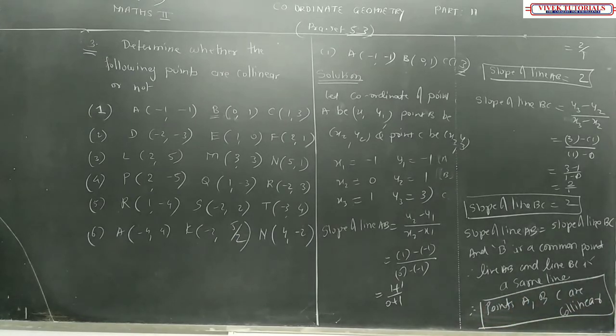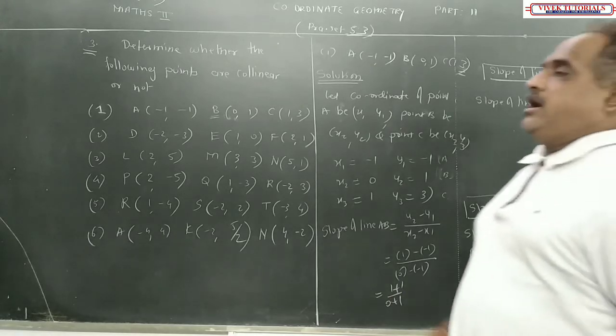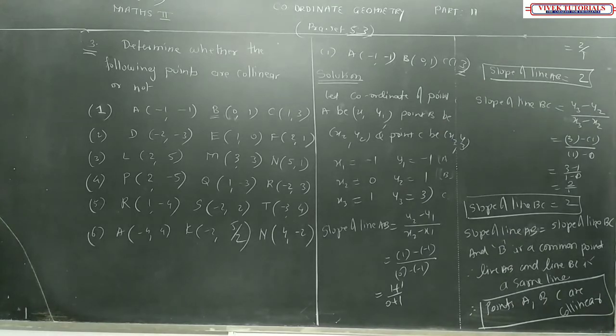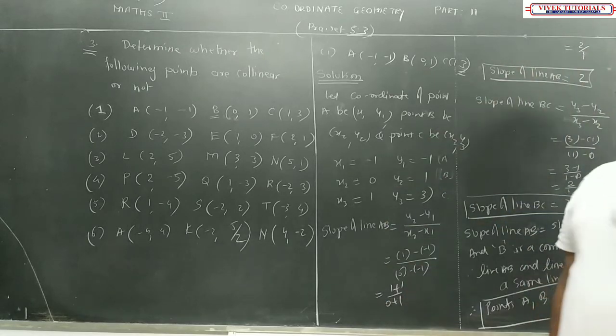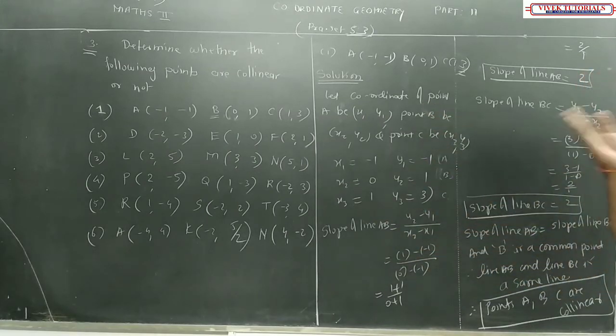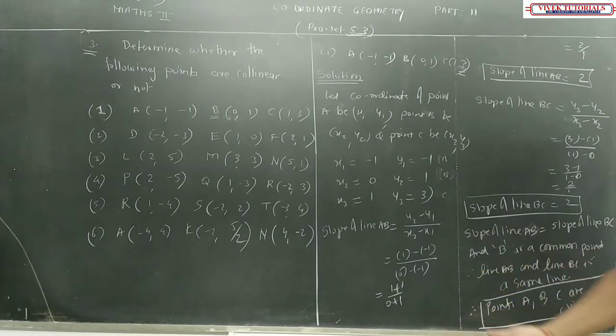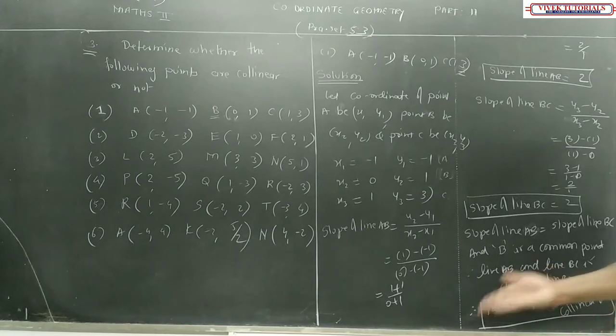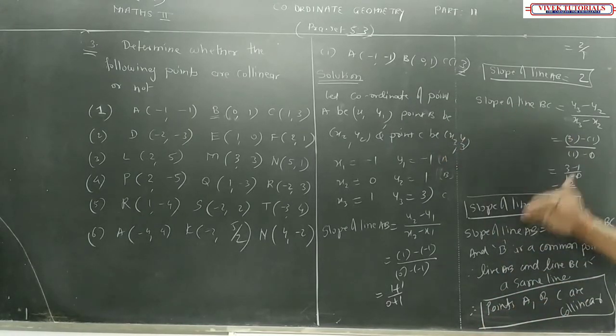Once again, to determine whether points are collinear or not, in practice set 5.1 we made use of the distance formula. That can be a choice for us. If you are very comfortable with that formula, you can use it. I am comfortable with this formula, so I will do it by this method. Or if they mention to use the slope method, then you have to determine whether these points are collinear by using their slopes.